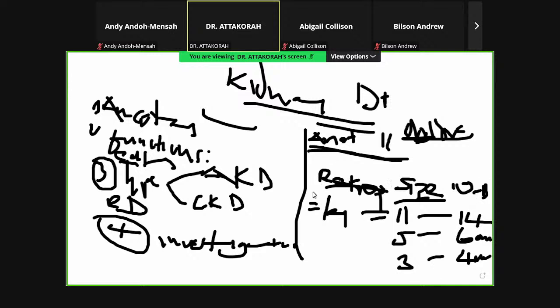I said that the kidney is a paired organ. The kidney is a paired organ. It's situated retroperitoneally, and the size of the kidney is 11 to 14 centimeters for the length, the width is 5 to 6 centimeters, and the depth is 3 to 4 centimeters.